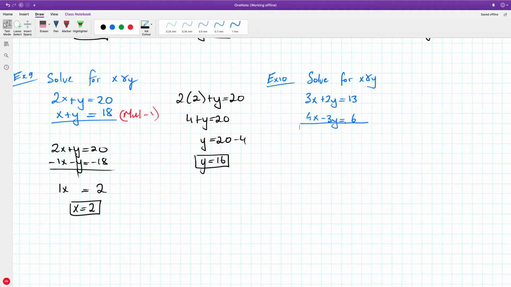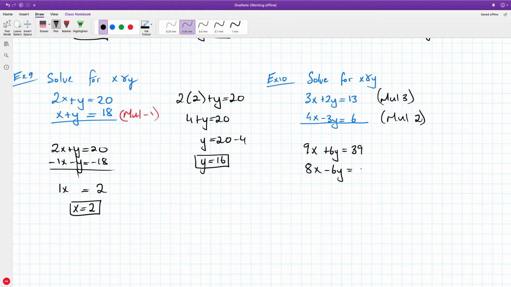Right, let's have a little look at it. So, we're going to multiply our top line by 3, and we're going to multiply our bottom line by 2. 3 times 3x is 9x. 3 times 2y is 6y. 3 times 13 is 39. 2 times 4x is 8x. 2 times minus 3y is minus 6y. 2 times 6 is 12.